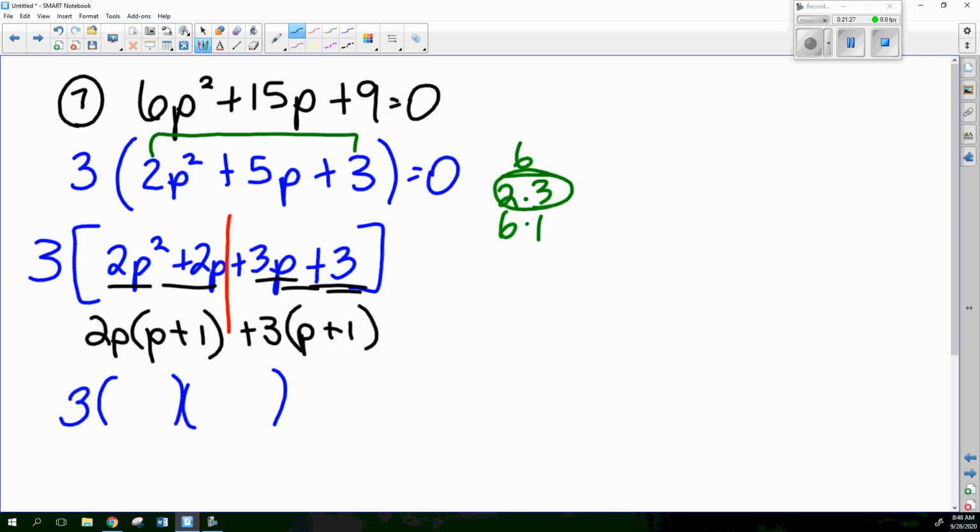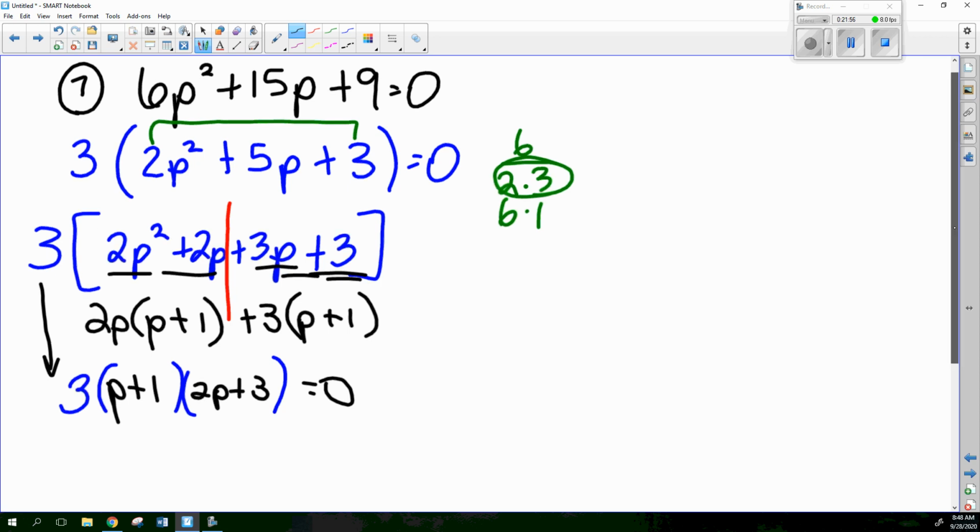Even if you did it in a different order, we should still have the parentheses the same down here. So Caitlin, what's in one of your parentheses? P plus 1. Very good. It doesn't matter if it's in the first one or the second one. What's in your other one? 2p plus 3. All right. Are we okay with that? And then that 3, make sure that factor comes all the way down. Okay? So we have completely factored.